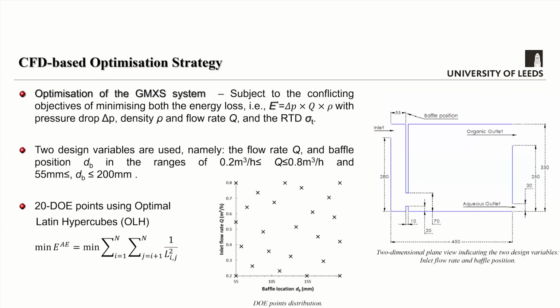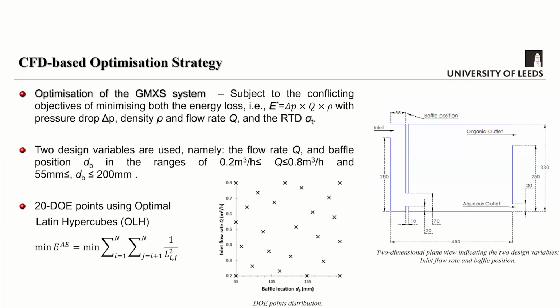So how do we formulate this optimization? First of all, what are the design variables? The design variable here will be the position of the baffle. We'll move this baffle, okay? Then the flow rate. So we use those two design variables.